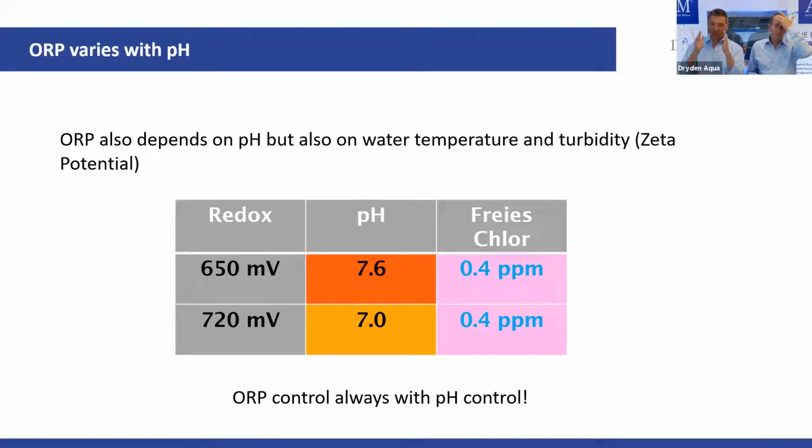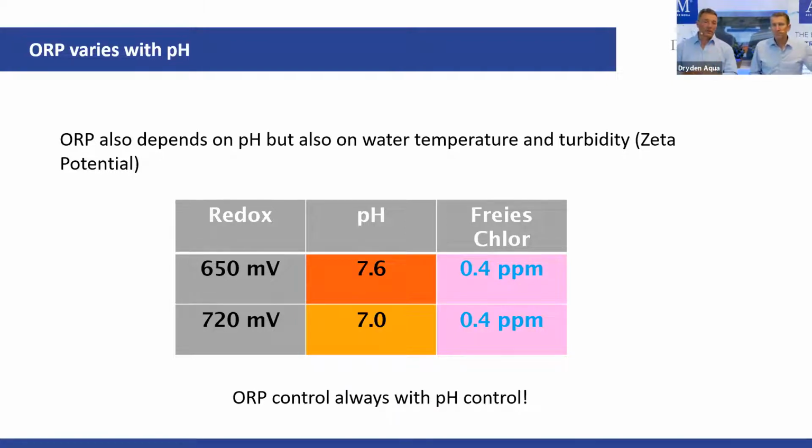You do not change the free chlorine content. You leave it at 0.4, but you drop the pH to 7. We know that chlorine is more effective at a lower pH, and you see that the redox potential will increase to 700 or 720, just as an example. So if you control your pool with ORP, you also should have a pH control. That's important.